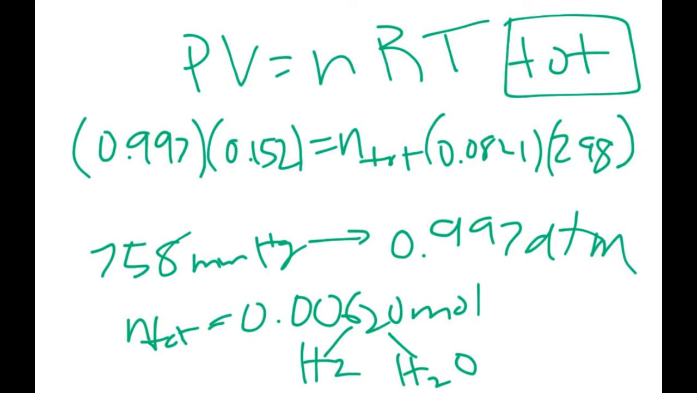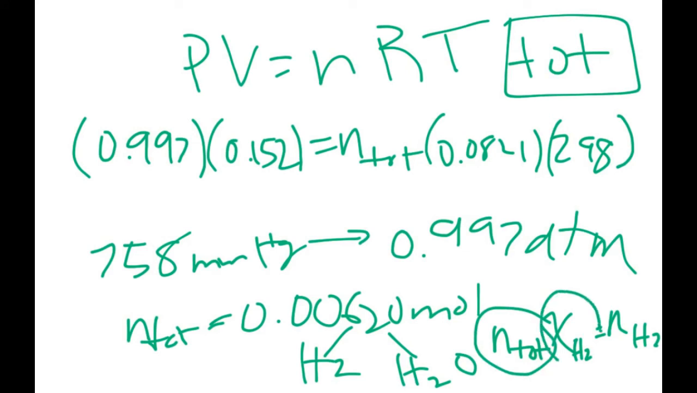So now we want to find the moles of H2. If we multiply the total moles times the mole fraction for H2, we will get the moles of H2. And this is because this fraction tells us out of the entire amount of moles, only a certain fraction of it is H2. So by multiplying the total by the fraction of it that's H2, we get the moles of H2. And let me show you how that works.